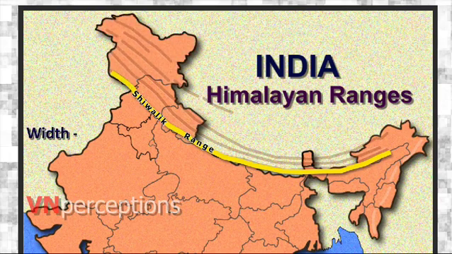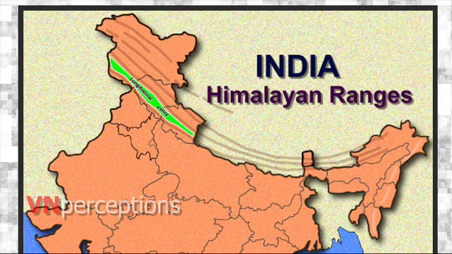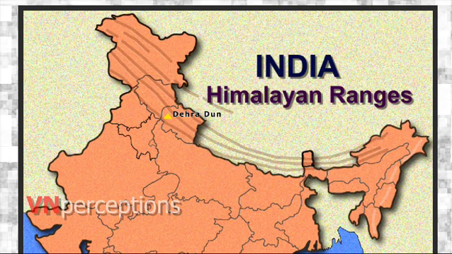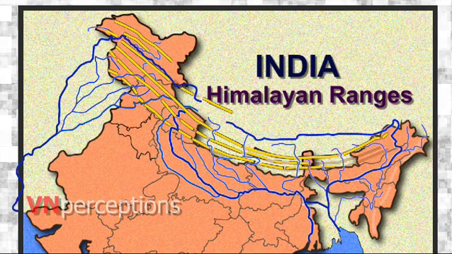They extend over a width of 10 to 50 kilometers and have an altitude varying between 900 to 1100 meters. The longitudinal valleys lying between the lesser Himalayas and the Shivaliks are known as dunes. For example, we have Dehradun, Kotli Dun, and Patli Dun. Now, these are some of the well known dunes. The hills are cut through at wide intervals by numerous large rivers flowing south from the Himalayas.